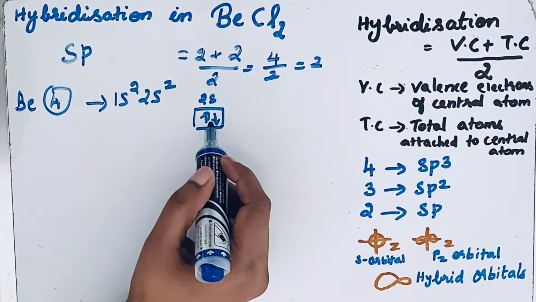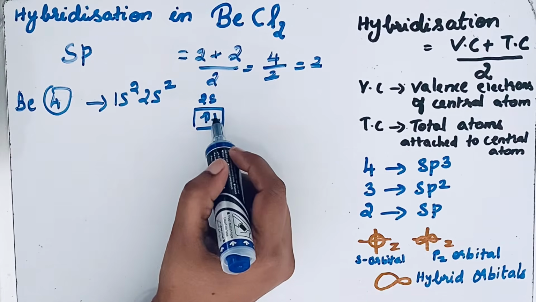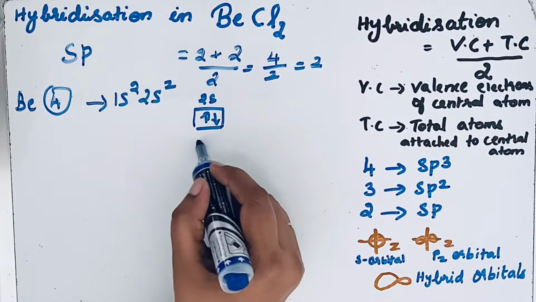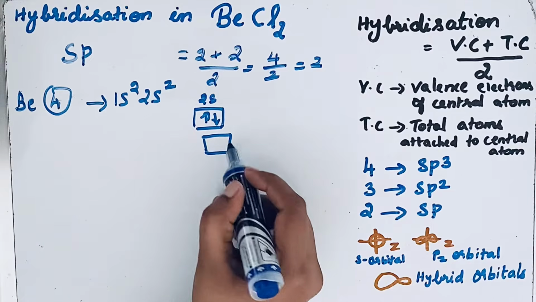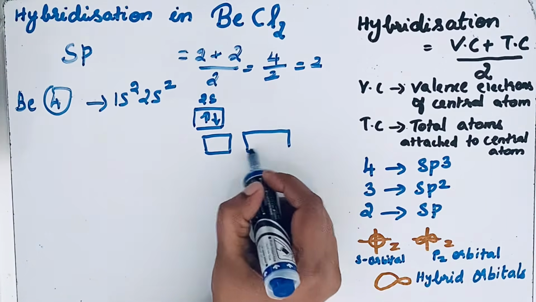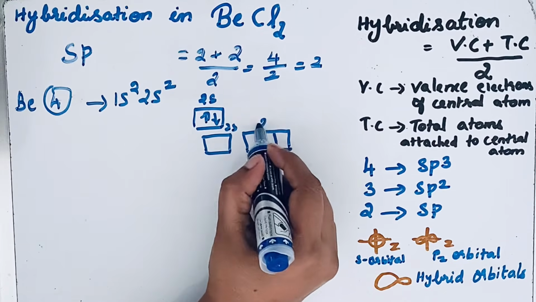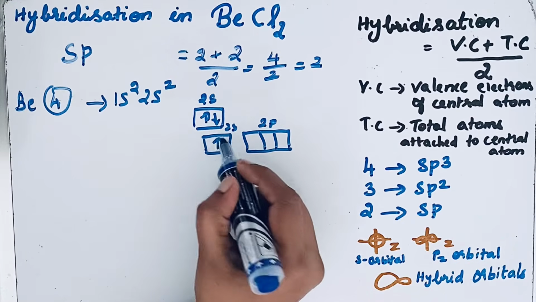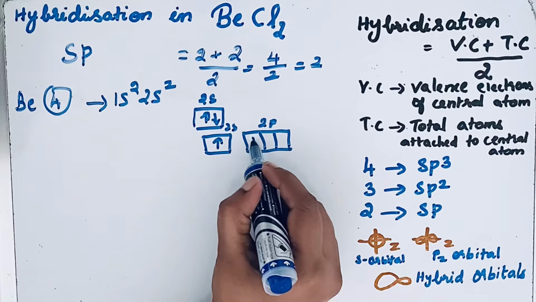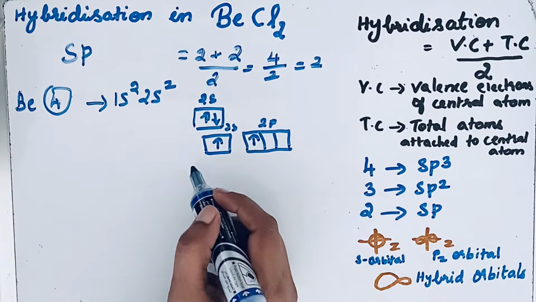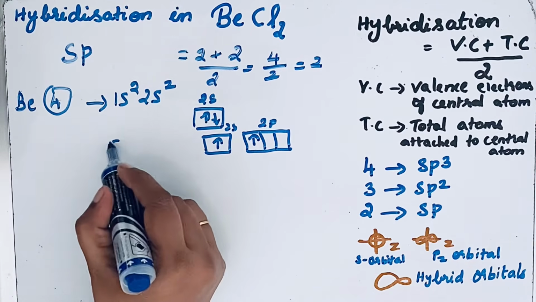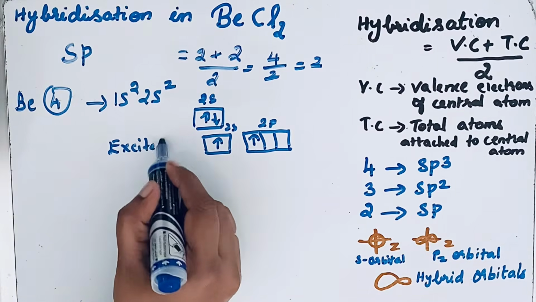During the excited state, one of these electrons from the 2s orbital will move to the 2p orbital. So in that excited state, we have empty 2p orbitals. So this one is 2s and this one is 2p. So here one electron, and this electron will move to the 2p orbitals. So this is an excited state.